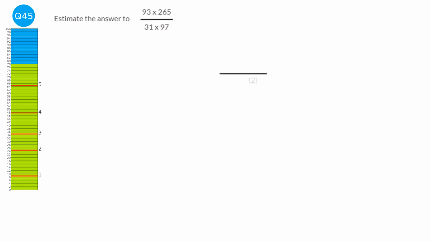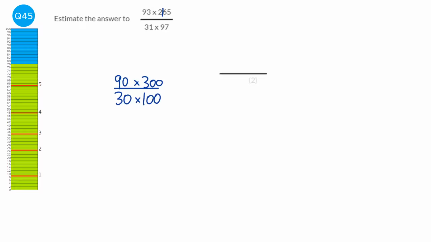The key to estimating is that normally you will be rounding numbers to one significant figure and then working out the answer. So I'm just going to rewrite this fraction here. But instead of 93, we're going to round that to one significant figure. So that'll be 90. We're going to round the 265 to one significant figure. Now, some people will write 270, but one significant figure means the line goes after the 2, and so that would round to 300. Then 31 will round to 30, and 97 will round to 100.